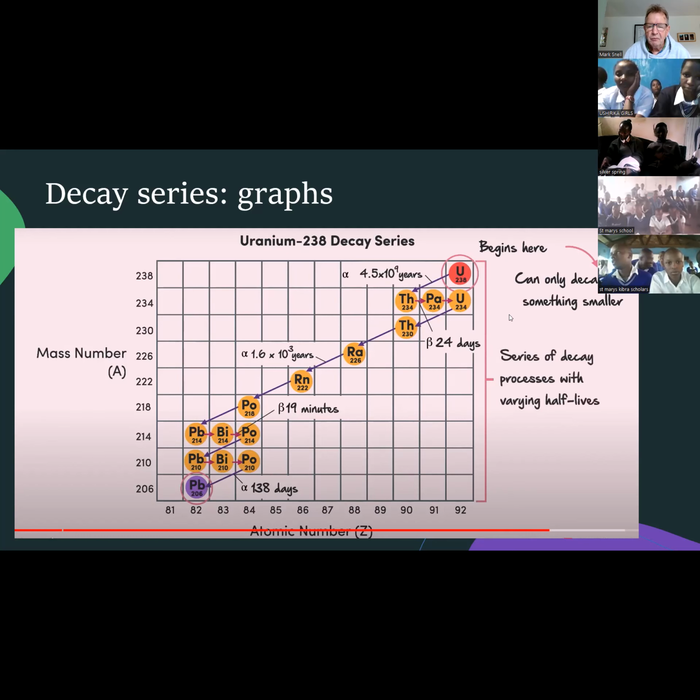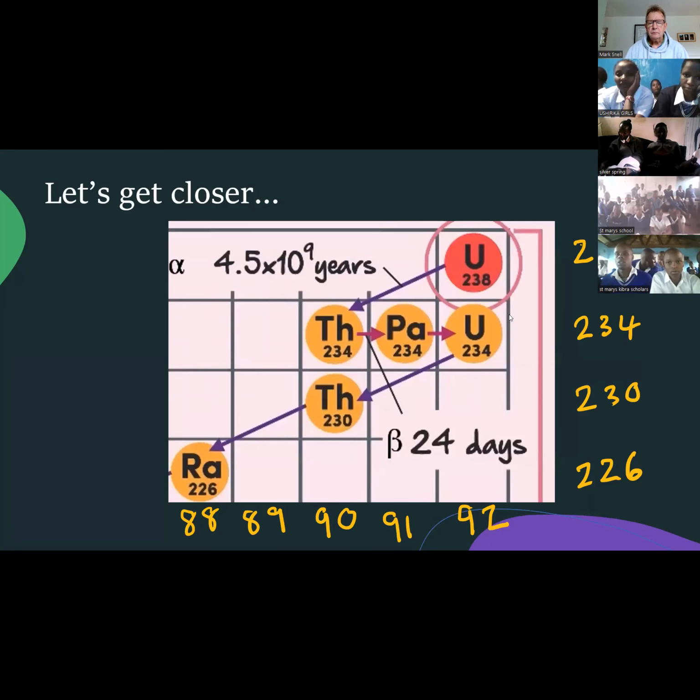Let's look at this a little bit more closely. So let's look at this one here. So here we have uranium-238. And uranium-238, I've got the numbers down the side. I hope you can see them. Let me just move this out of the way. Okay. So uranium, the mass numbers are down the side here, 238, 234, 230, 226.